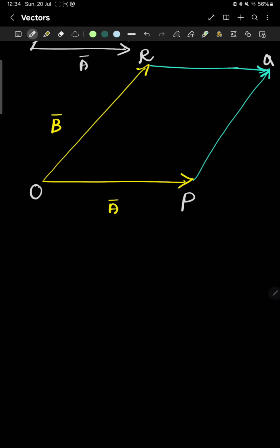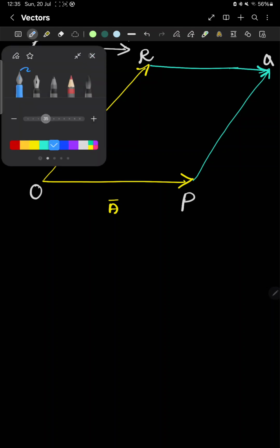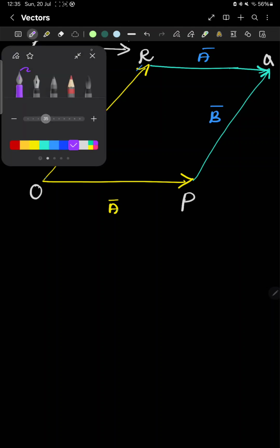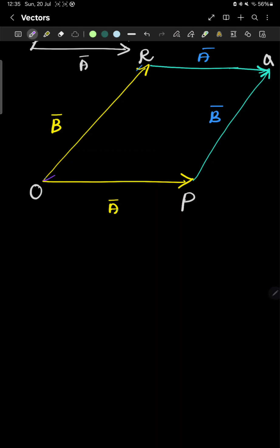Let us consider this length as b, so this length will also be b. If this is a, here is also a. As I already told, the diagonal of this parallelogram will be the resultant of the addition of the two vectors, a vector and b vector. In the next video we will continue the derivation of this parallelogram law.